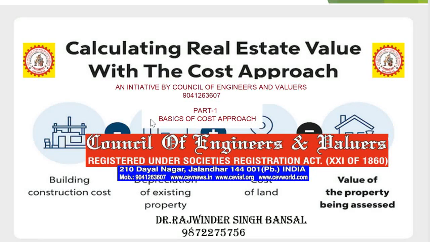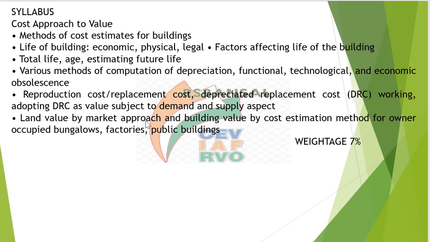methods. So as far as syllabus is concerned, syllabus for cost approach to value, you have to learn methods of cost estimates for buildings, life of building, such as economic life, physical life, legal life. Then what are the factors that affect the life of a building? Then what is total life, age of the building, and estimating future life, how you can estimate the future life of the building. Then you have to learn various methods of computation of depreciation, functional, technological, and economic obsolescence.